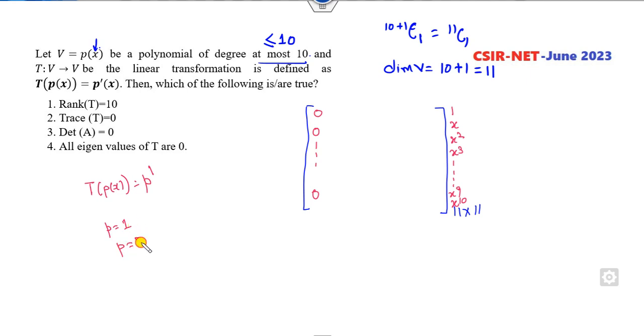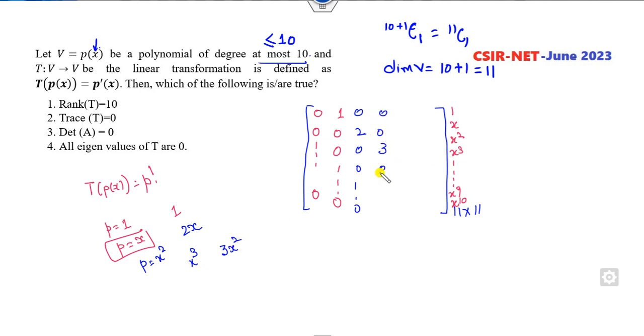If I consider p as x, the derivative will be 1. So corresponding to 1 is here. Rest all values are 0. If I consider the basis x square, the derivative will be 2x. The coefficient is 2. Rest values are 0. Similarly, for x cube, the derivative will be 3x square. So it is 3. Rest values are 0. Similarly, for x raised to power 10, it's 10x raised to power 9, so it is 10. Rest values are 0.